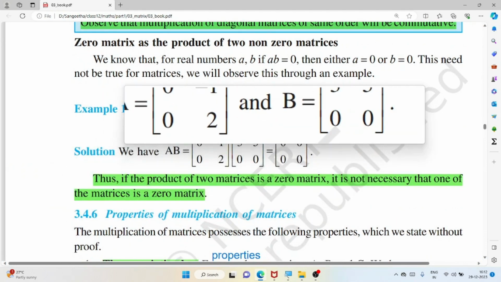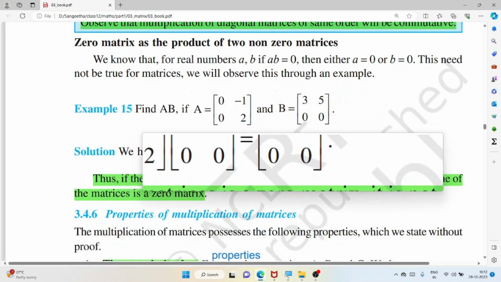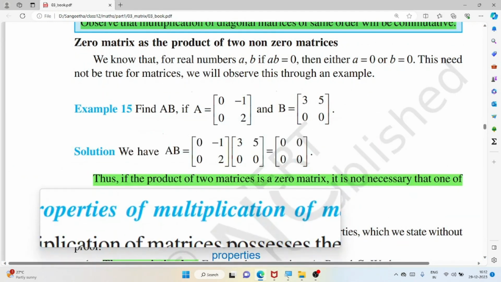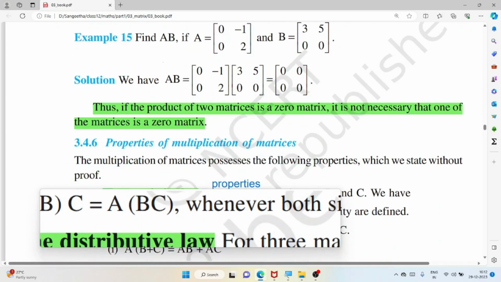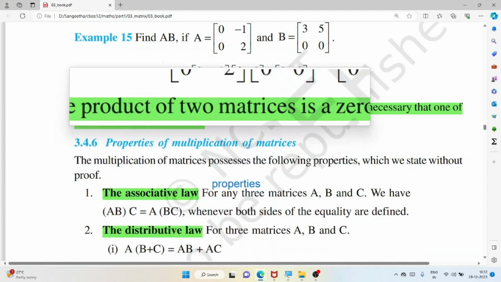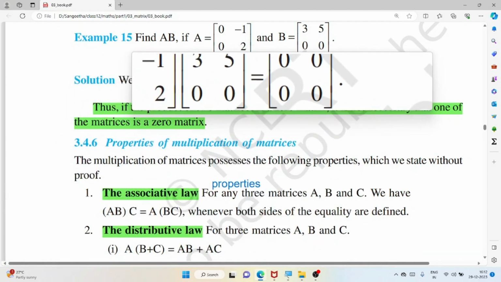See, two non-zero matrices can give a zero matrix. This is the resultant matrix. If the product of two matrices is a zero matrix, it is not necessary that one of the matrices is a zero matrix. Here both are not zero matrices, but the resultant is zero.